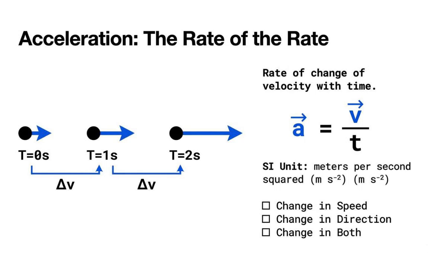Acceleration is defined as how quickly velocity changes over time. This means it measures the rate at which an object's speed or direction changes. In the example shown, the object's velocity increases from 1 second to the next, and the change in velocity over this time period represents acceleration. Mathematically, acceleration is the change in velocity divided by the time it takes for that change, and its unit is meters per second squared. It's important to note that acceleration can result from changes in speed, direction, or both. So even an object moving at a constant speed can be accelerating if it's changing direction.